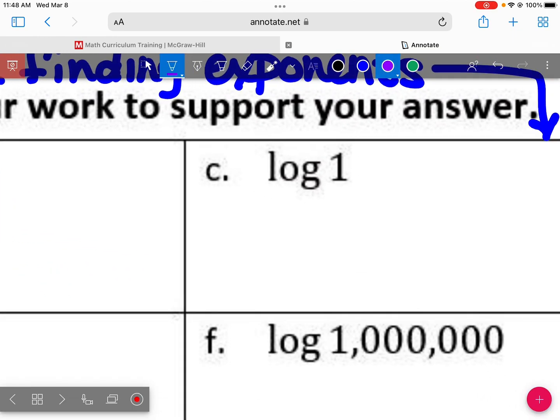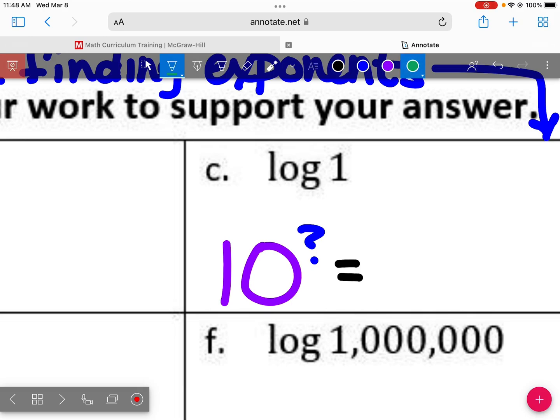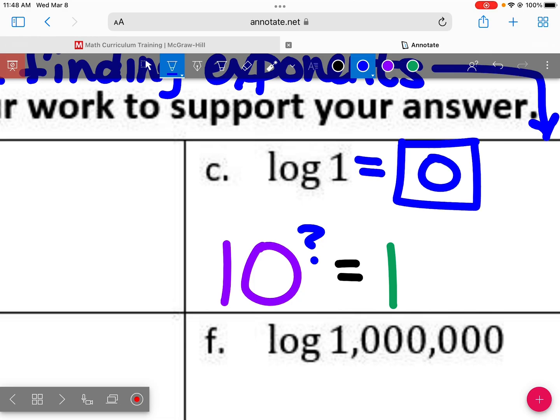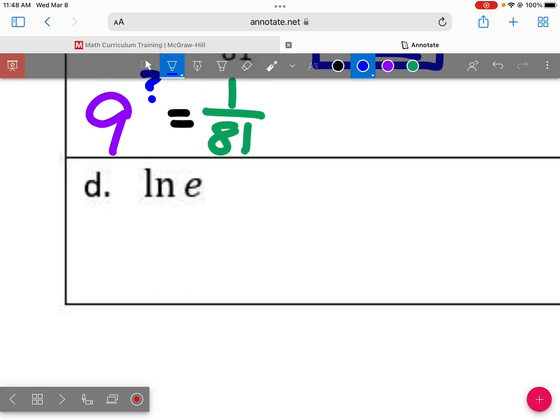What's the base on part C? 10. 10 to some exponent gives me 1. What's the exponent? 0. Anything that's on the review is fair game for the test. You can use a calculator to check your answer, yes. You can put that exponential in to make sure you get the argument back out. When it says evaluate without a calculator, we're not using the change of base formula. These are things that come out to be nice, whole numbers or easy to work with fractions.